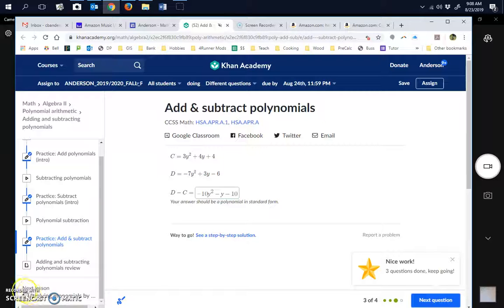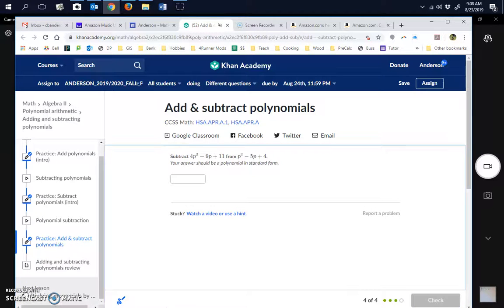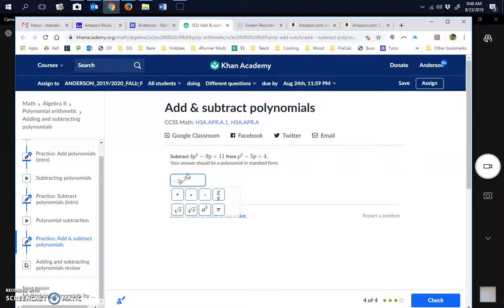Last question. Okay, so I'm going to do this one in my head, or at least I should say on the board. So subtract this from this. So we have p squared minus 4p squared, which gives us negative 3p squared. And then we have negative 5p minus a negative 9p. So this will now turn positive. So negative 5p plus 9p is 4p. And then finally, 4 minus 11 is negative 7. And we're right.